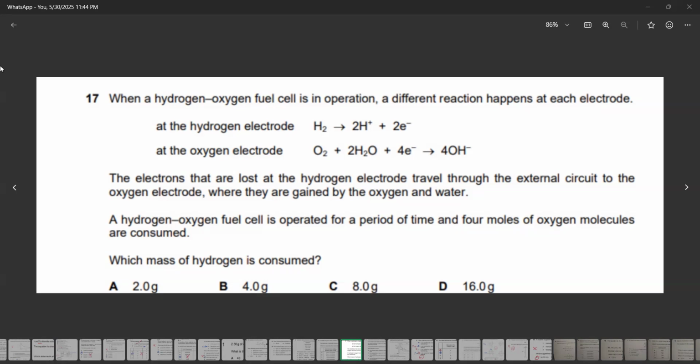First, I need a combined equation for this reaction. So what is the normal equation? In a fuel cell, hydrogen reacts with oxygen, so hydrogen plus oxygen gives water.